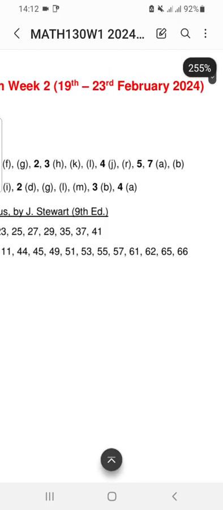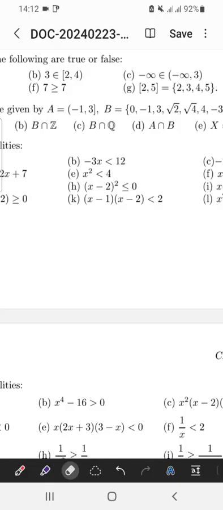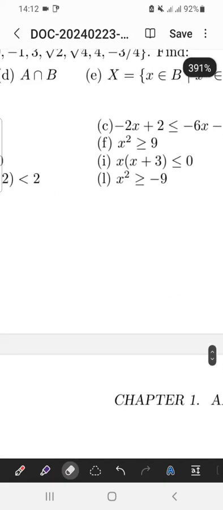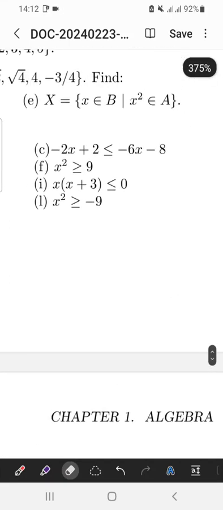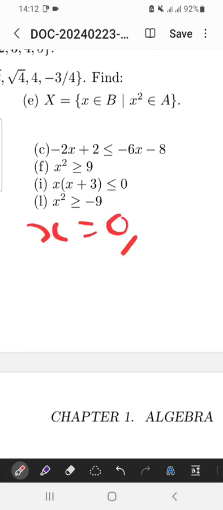Now the next one we're doing is I. Okay, I. So let's see. Okay, so this is already factored for you. x times x plus 3 less than 0. Perfect. Critical values will be x is equal to 0, x is equal to minus 3.